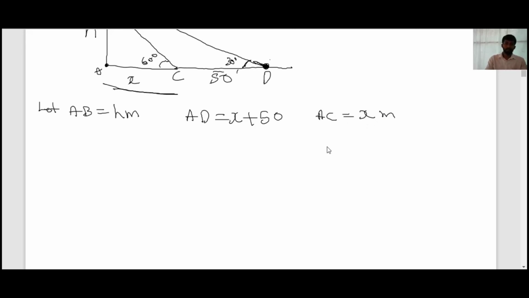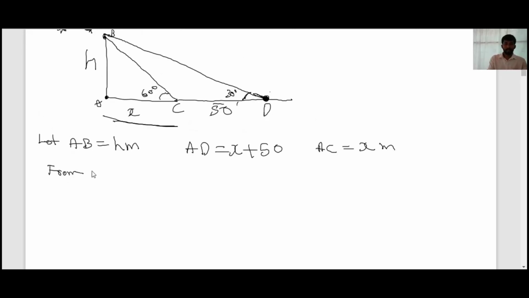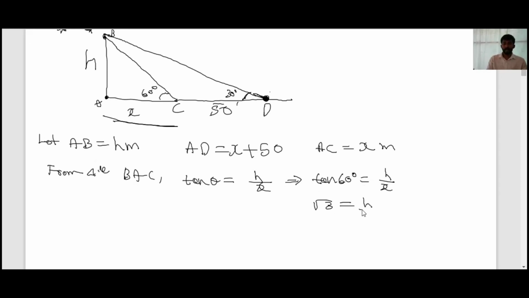It's our assumption. Okay, from triangle, what's the first triangle you can see there? Consider BAC. From this, opposite length is there, adjacent length is there, right? So use tan theta is equal to h divided by x. That implies tan 60 degree, right? Tan 60 equal to h by x. Tan 60 degree equal to root 3 equal to h by x. So I'm equating for h. H is equal to what you will get? H is equal to x into root 3. Take it as equation 1.